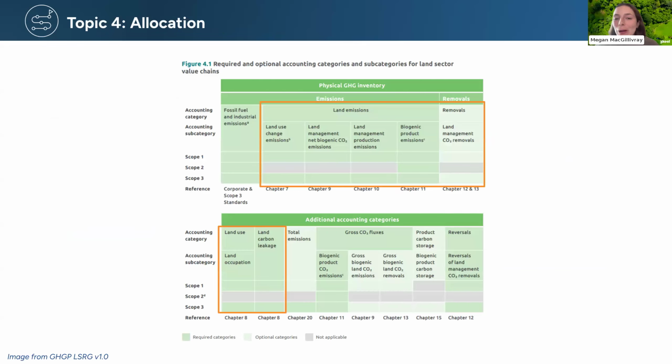So I've put a big box here because it can apply across any of the accounting categories. And allocation is just the process by which impacts, so that could be emissions, removals, or even the land occupation metric that Catherine was just talking about, how those impacts are split between different products. So that could be products produced on the same bit of land within a rotation, or maybe also between co-products of a manufacturing process.